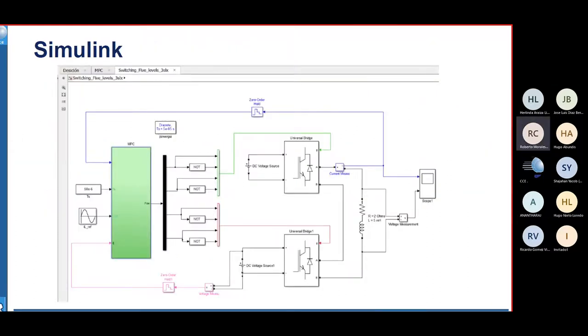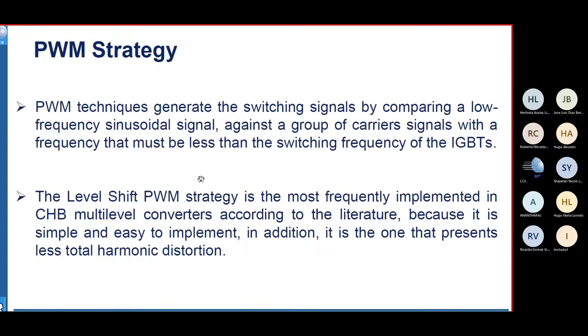This is the program in Simulink. We can see that the inputs are the current, the sampling time, the current of the load reference, and the voltage on the DC link. Okay, in order to make comparisons, a PWM strategy was also programmed.